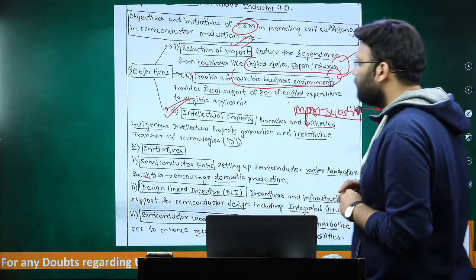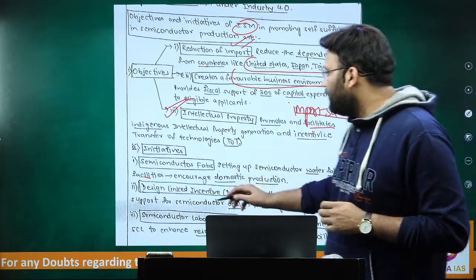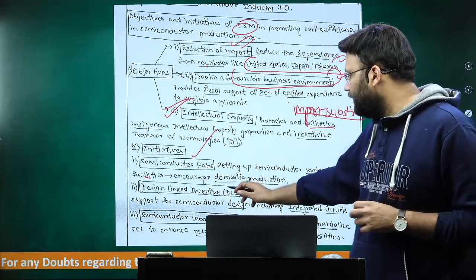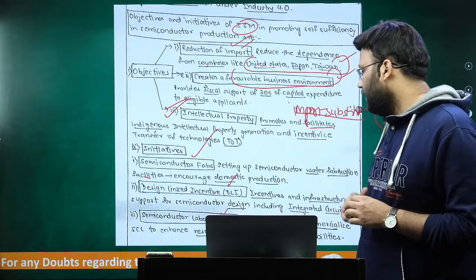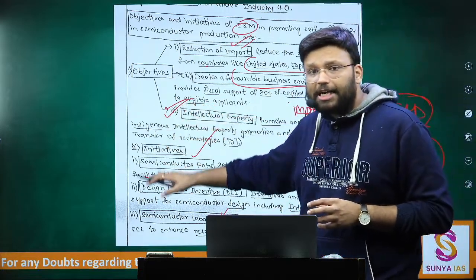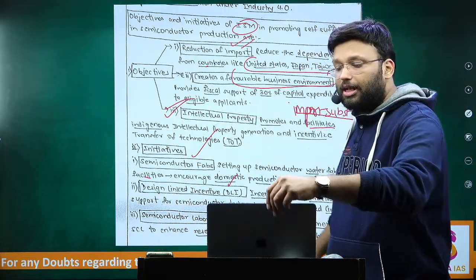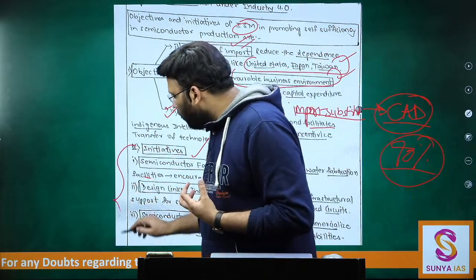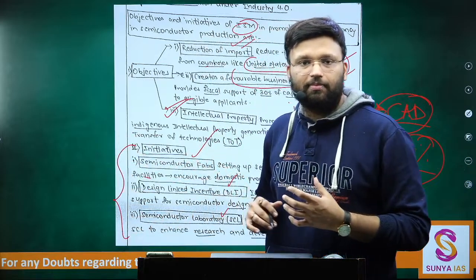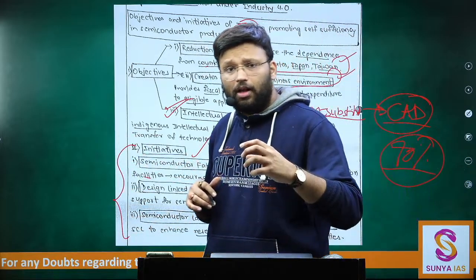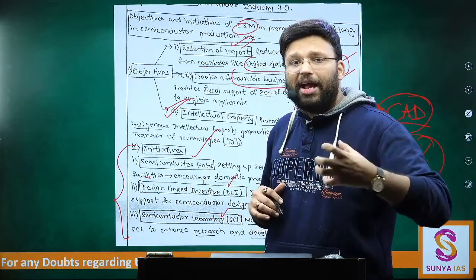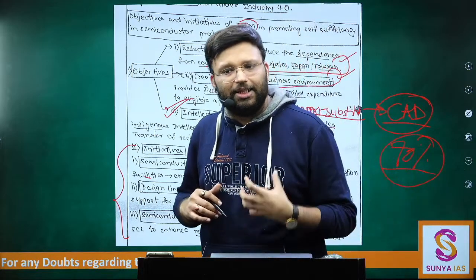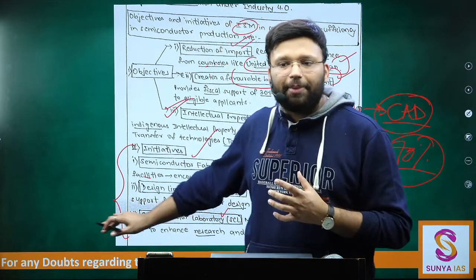Okay. So then what are the initiatives? Semiconductor fab, design linked incentive, semiconductor laboratory. इन्होंने exact points लिखे हैं, अगर हम semiconductor mission देखेंगे, exact all these 3 points are there. Okay. अभी क्या आपको एग्जाम में ये सारे पॉइंट्स याद रहेंगे, जरूरी नहीं है, पर यहां पे लिखे हैं, बहुत अच्छी बात है.